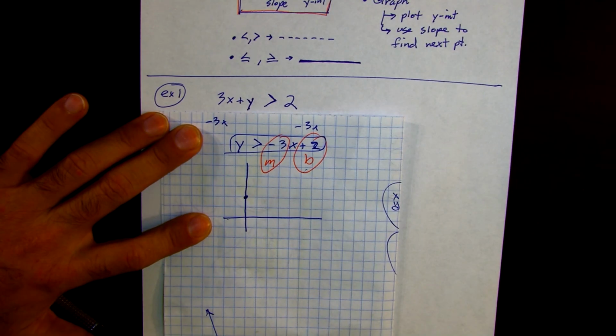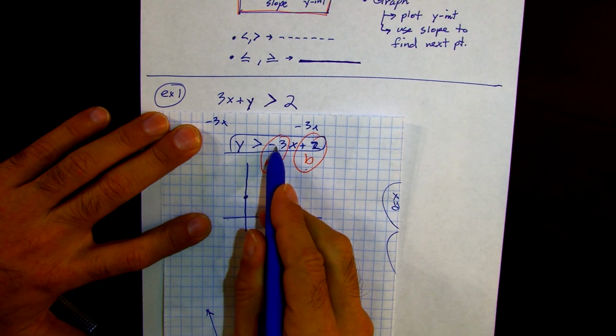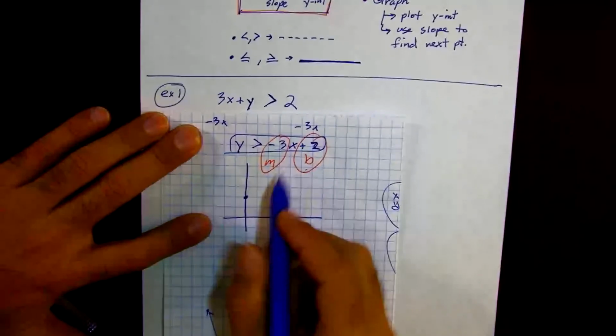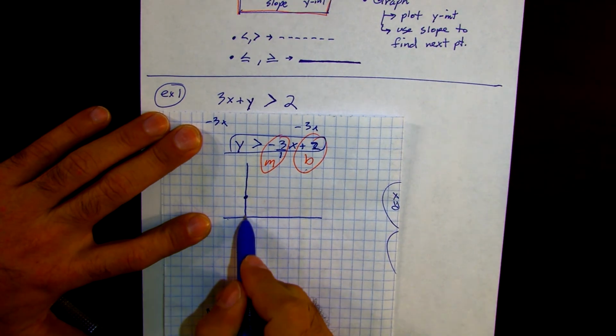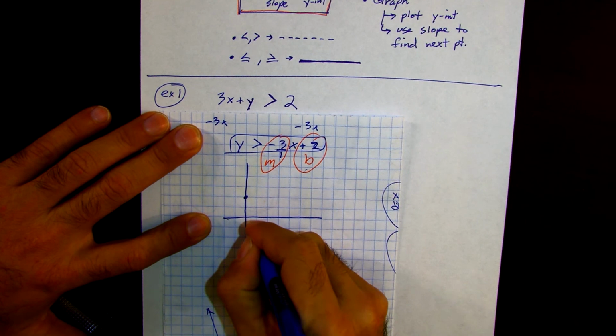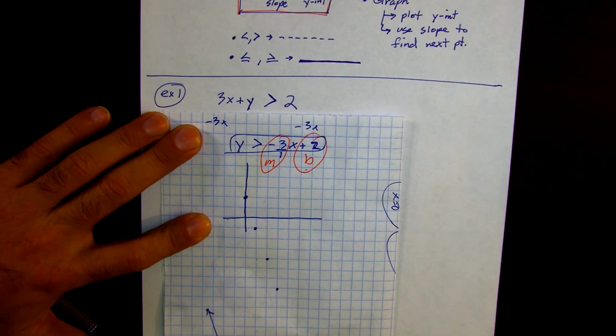Now, I'm not going to make my line. I'm just going to find my next point, and then I'm going to look to see what kind of line I need to make. Watch. We're going to go down 3 because the slope is negative 3 over 1. Down 1, 2, 3 over 1. That's my other point. I could do that again and find the next point and the next point. It's just going down these steps that are down 3 over 1.